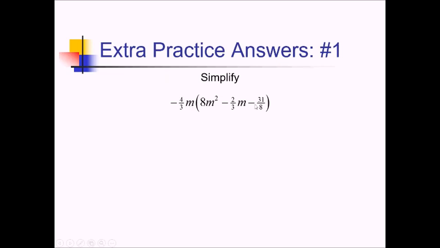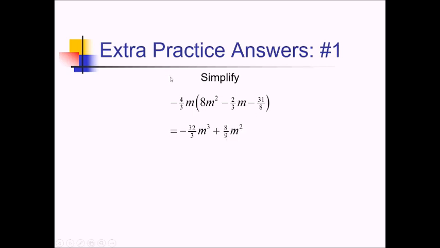everything in this parentheses. So going from left to right, negative 4/3 m times 8m squared. Let's take care of the coefficients first. This is going to be negative 4/3 times 8 over 1. So that's negative 32 over 3. And then m times m squared is going to be m cubed because we're adding the exponents of 1, invisible 1 there, and 2. Next, negative 4/3 m times negative 2/3 m. That's going to be positive 8/9 m squared.